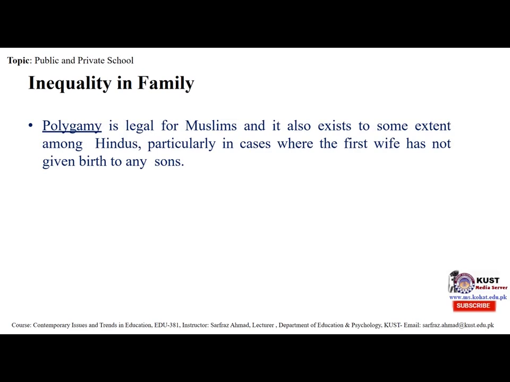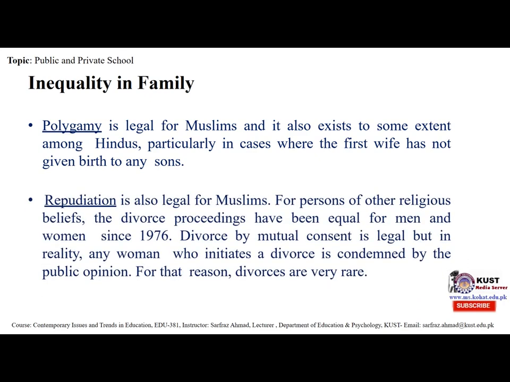Polygamy is legal for Muslims, and it also exists to some extent among Hindus, particularly in cases where the first wife has not given birth to any sons. Then repudiation is also legal for Muslims. For persons of other religious beliefs, divorce proceedings have been equal for men and women since 1976. Divorce by mutual consent is legal, but in reality, any woman who initiates a divorce is condemned by public opinion. For that reason, divorces are very rare.